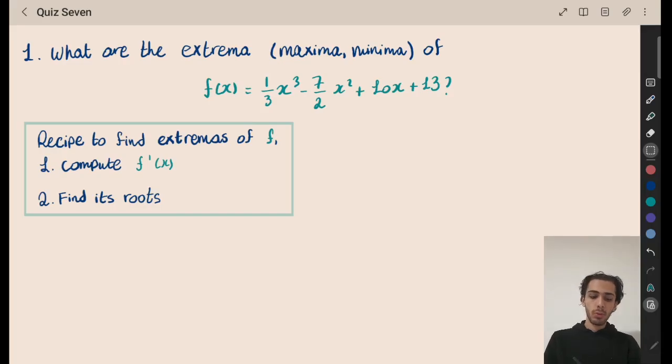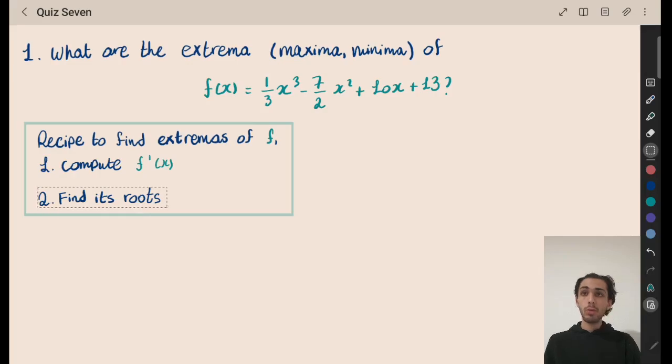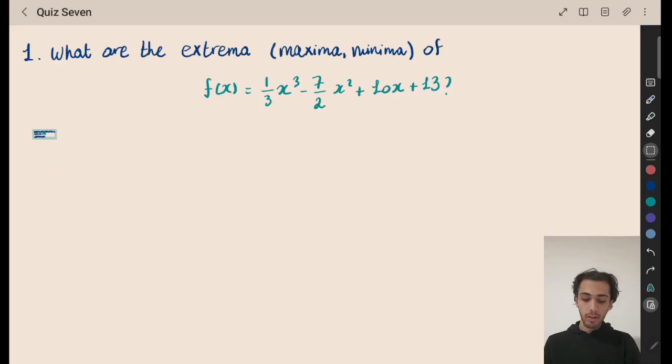The first thing you need to do is compute f prime of x. And the second thing you need to do is find the roots of this f prime of x that you've just found. And that is what we are going to do now. And you can, of course, pause the video and try to do it yourself.